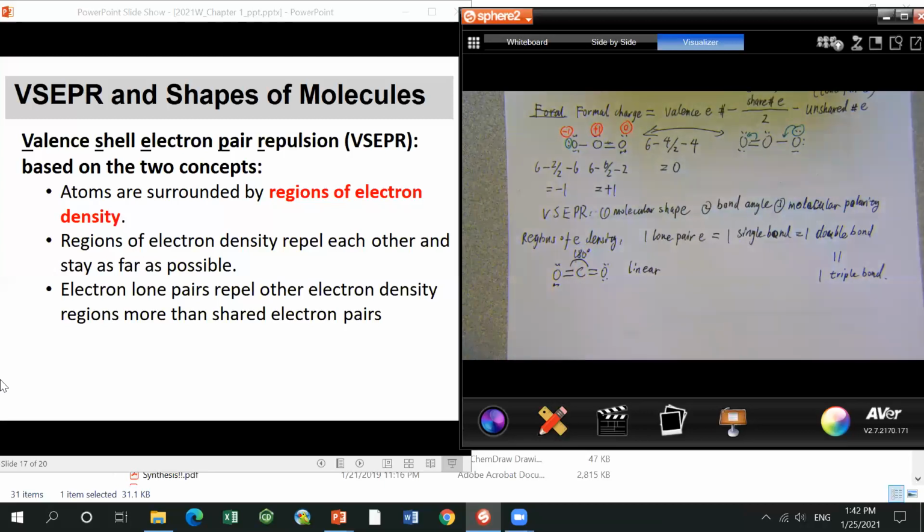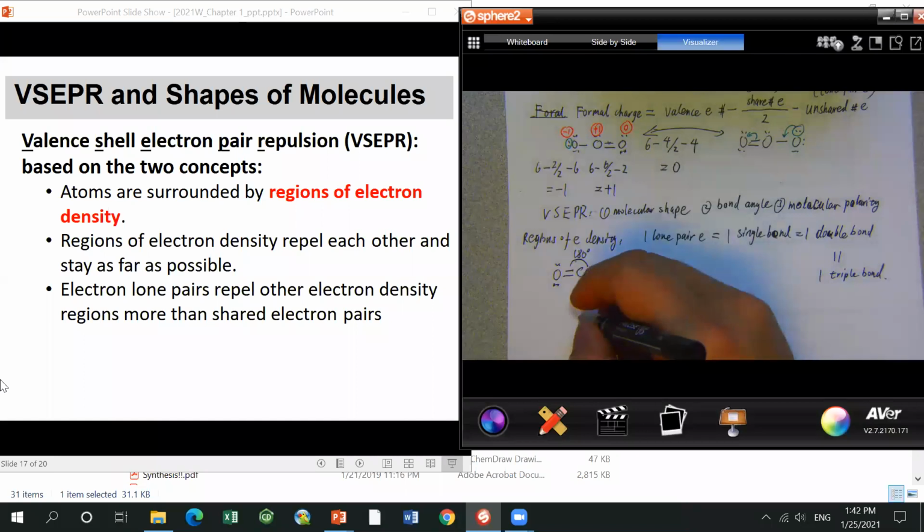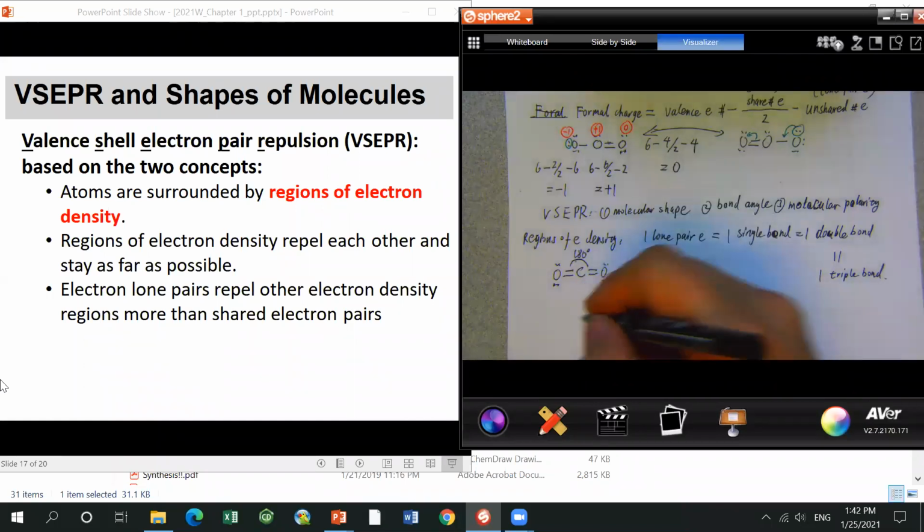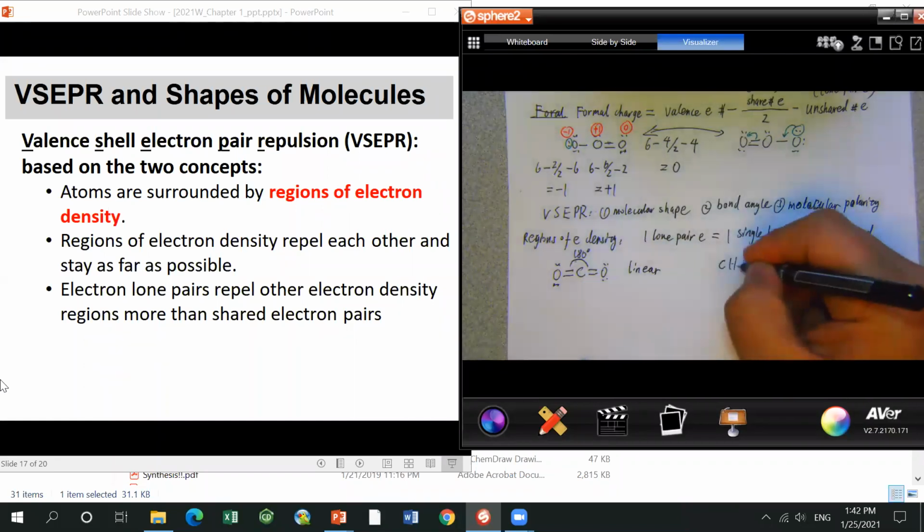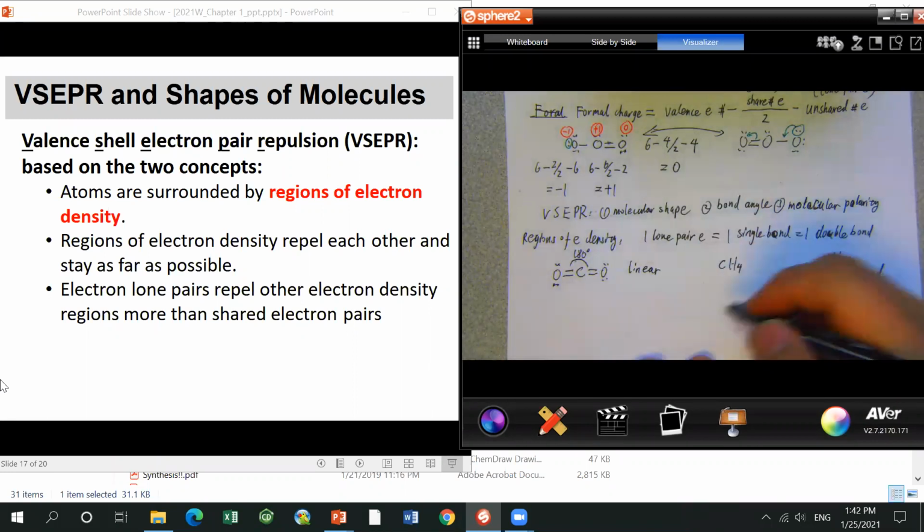Another example: we can use methane, CH4. The carbon builds up four single bonds with hydrogen.